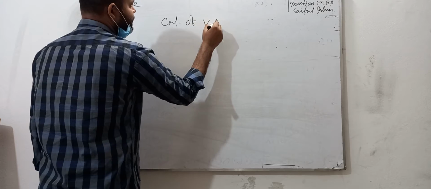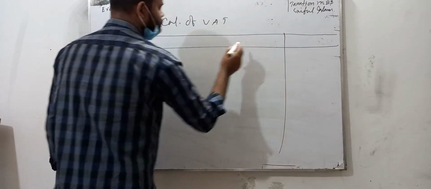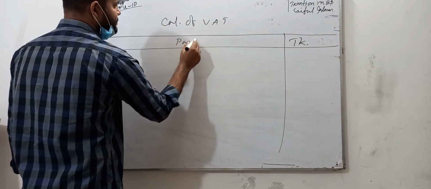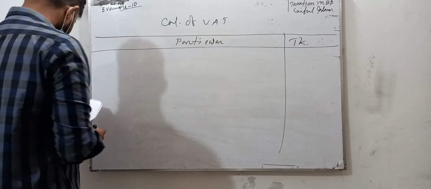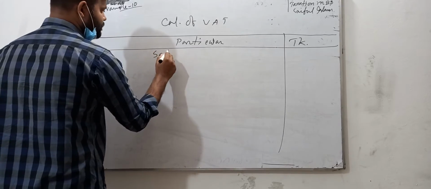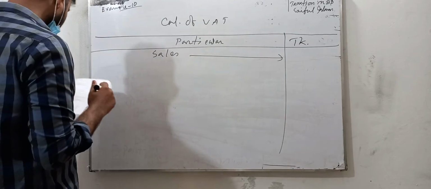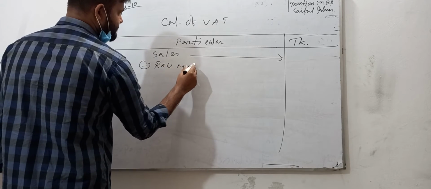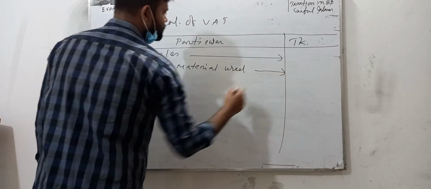Calculation of VAT. Taka. Particular. At first, sales. Raw material used.